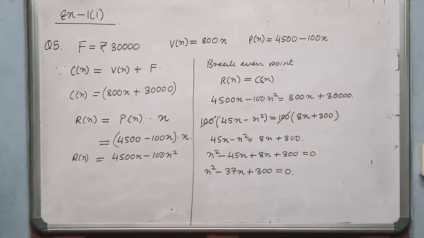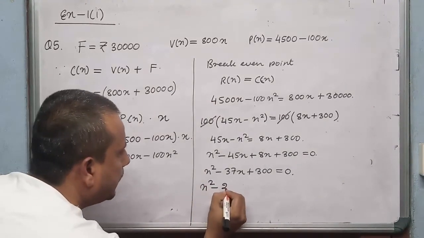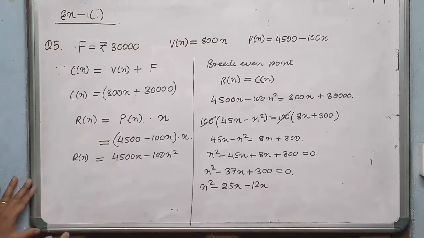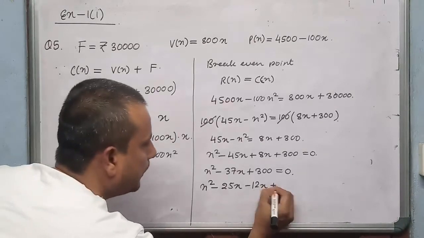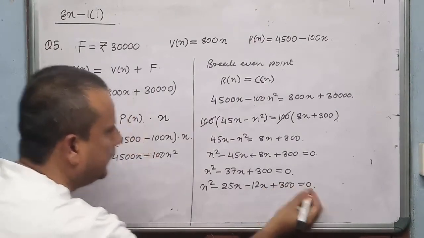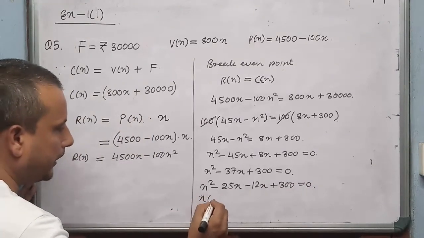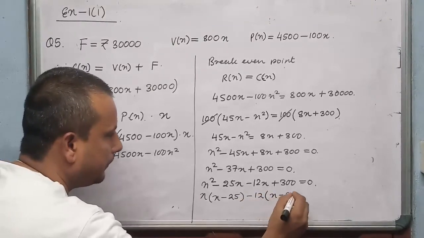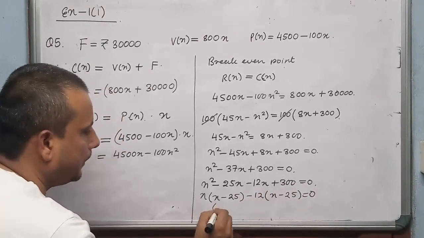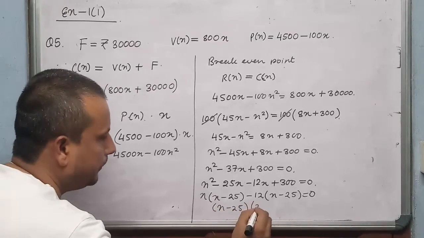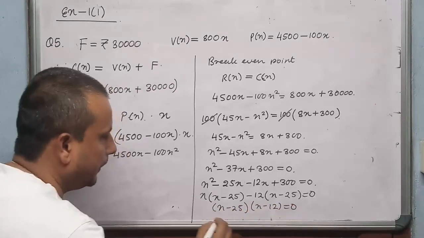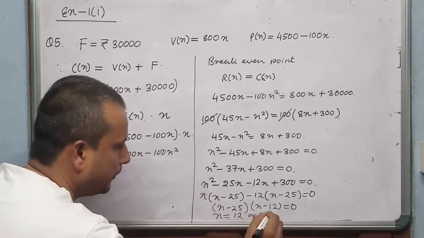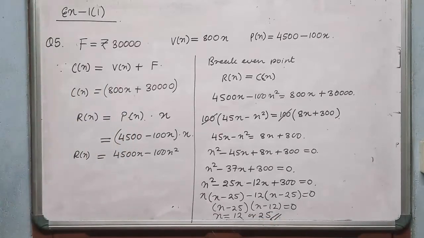Now to factorize this quantity, it would be x square minus 25x minus 12x plus 300 is equal to 0. 12 into 25 is 300, and minus 25 minus 12 is minus 37. Now from these two expressions, I'll take x common. x minus 25 minus 12, it will be x minus 25 equals to 0. Then x minus 25 into x minus 12 is equal to 0. Then either x is equal to 12 or x is equal to 25, these two are the break-even points.